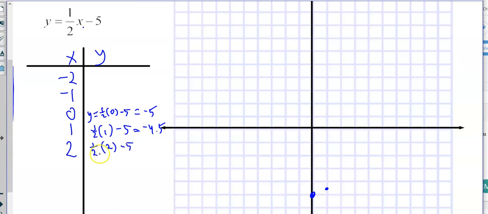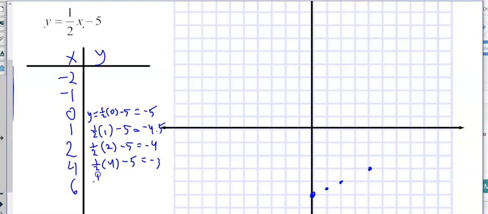So half of 2 is 1. 1 minus 5 is -4. So 2 comma -4 is the ordered pair for that point. I'll plug in a couple more here. For 4, half of 4 minus 5 is 2 minus 5, which is -3. So that would be 4 comma -3. 1, 2, 3, 4, -3. That works.